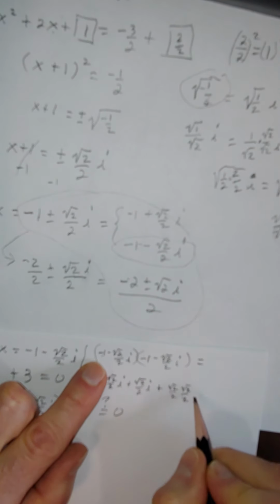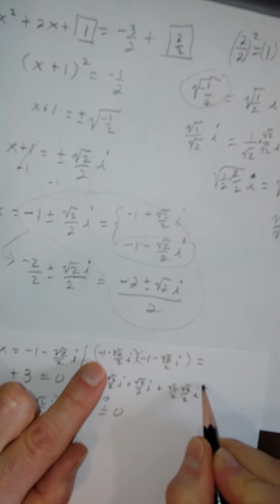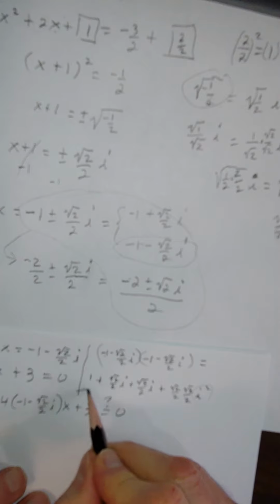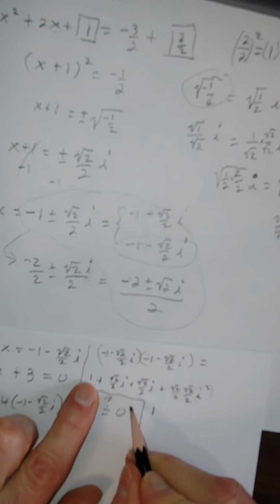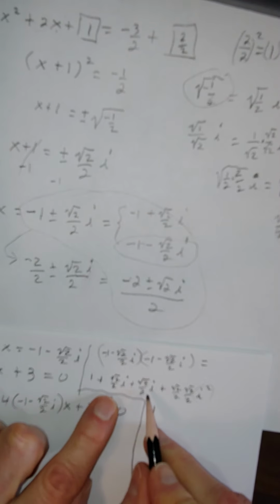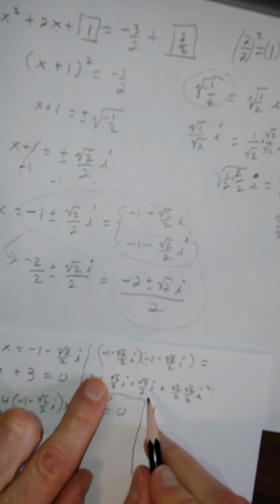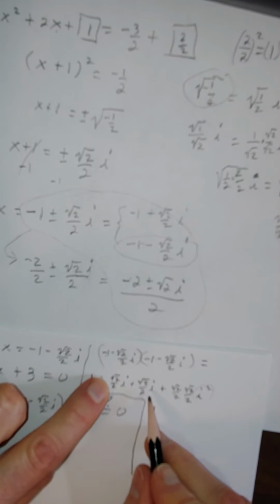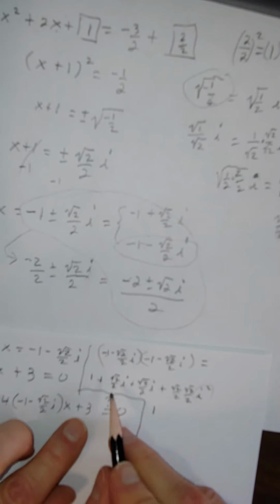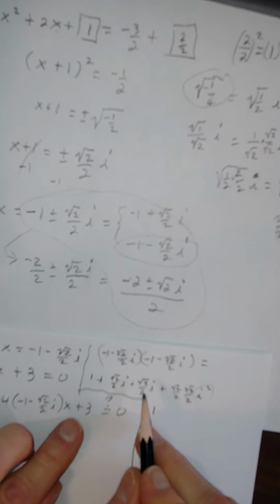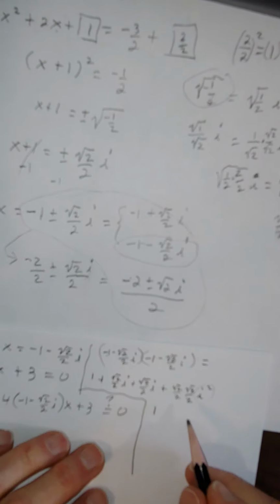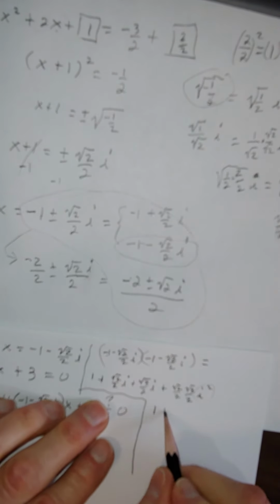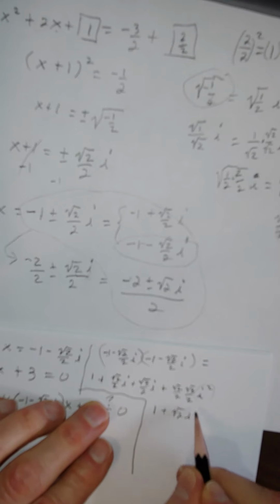And then i times i, which is i squared. And remember, the i squared is negative 1. So we have 1. These two are like terms. So you have 1 square root of 2 over 2 plus 1 more square root of 2 over 2. In other words, we add the square root of 2 over 2 and the square root of 2 over 2 together. Or we can just double, but we get plus square root of 2i.